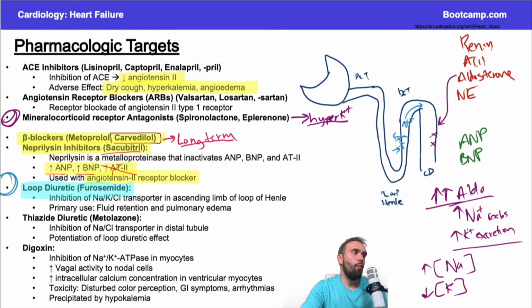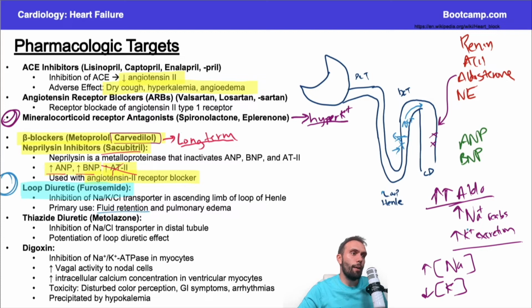Then I'm going to have water following salt, and so I'm going to get more fluid. I'm going to get more water that comes through this tubule and gets voided out in the urine. So I'm going to get fluid off of the patient. That's what these are going to do. They prevent this sodium from coming back through the transporter. Now, in reality, it's a little bit more complicated than that, but just for the sake of step one, that's basically how I would remember this.